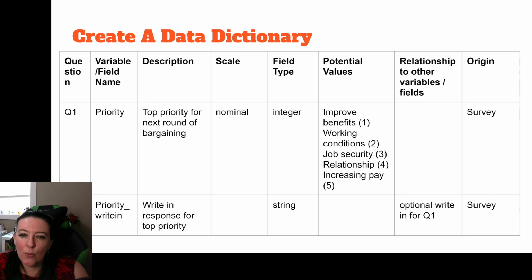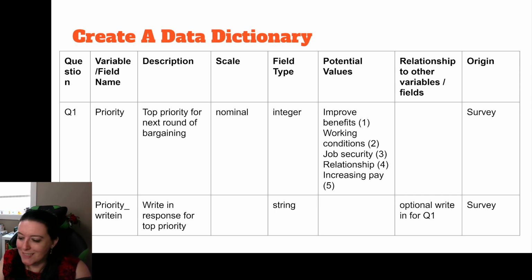It's important to note this because what we could do with question 1 is when we pull out the open-ended responses as we clean up our data set, we could create a category 6 to our potential values that we just call other, so we know how many people wrote in a response, and then we would go to this separate variable here of the write-in to analyze that for themes. So we're fleshing out our data dictionary for each of our questions.